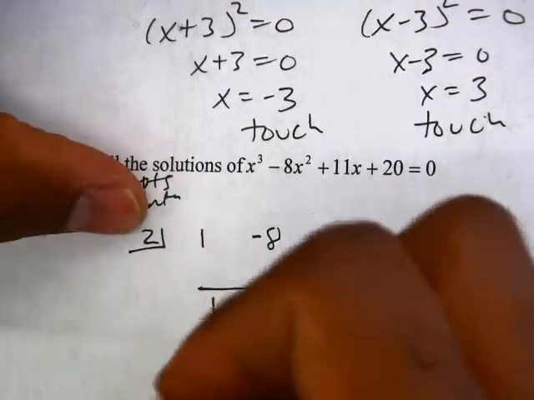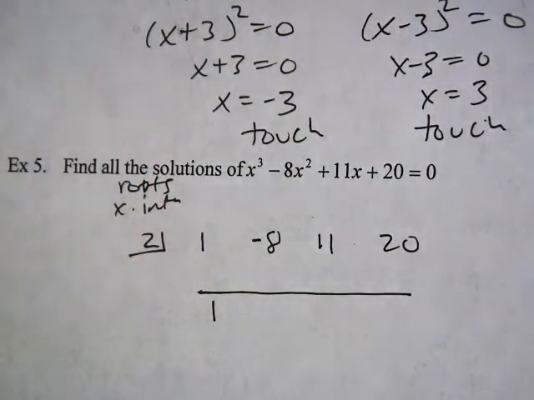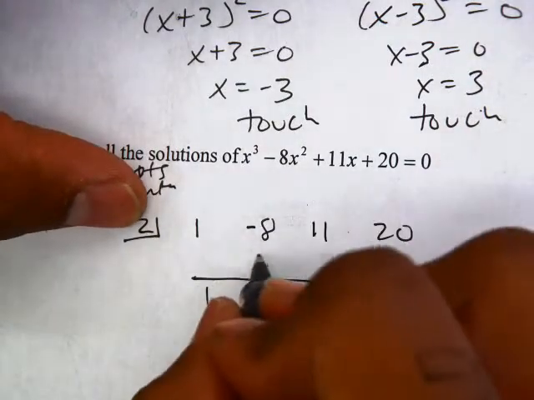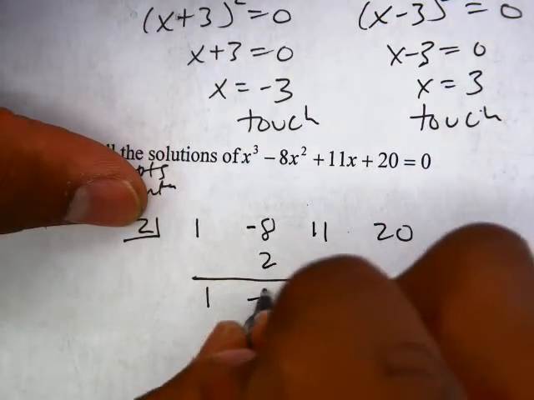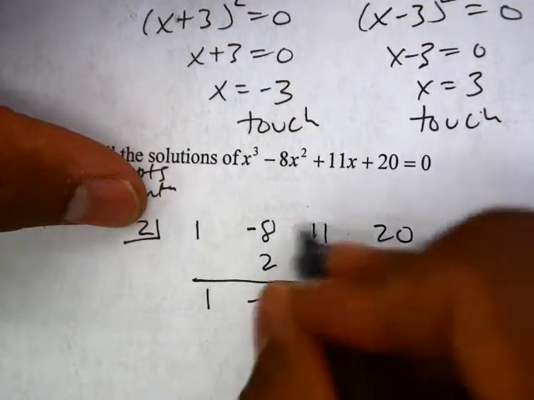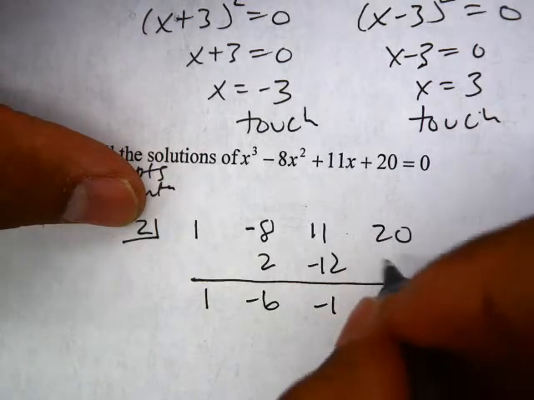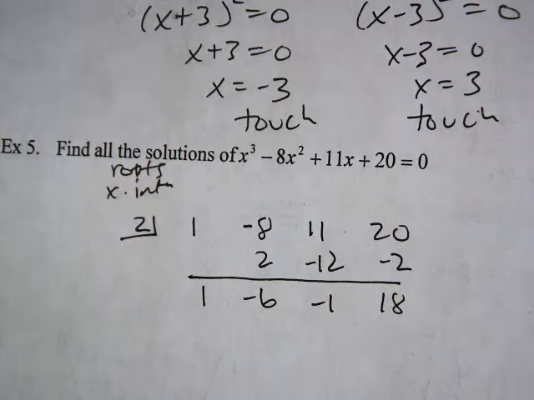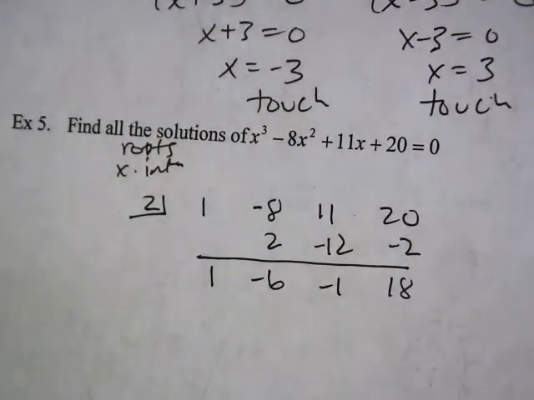Bring down the 1. So what am I checking? I'm checking for if the remainder is 0. If the remainder is 0, it's a factor and I can use it. So 2, so bring down the 1, 2 times 1 is 2, adds up to -6. 2 times -6 is -12, adds up to -1, 2 times -1 is -2, and that's 18. So x minus 2 is not a factor. Okay. So I'll just try something else. We just have to try.